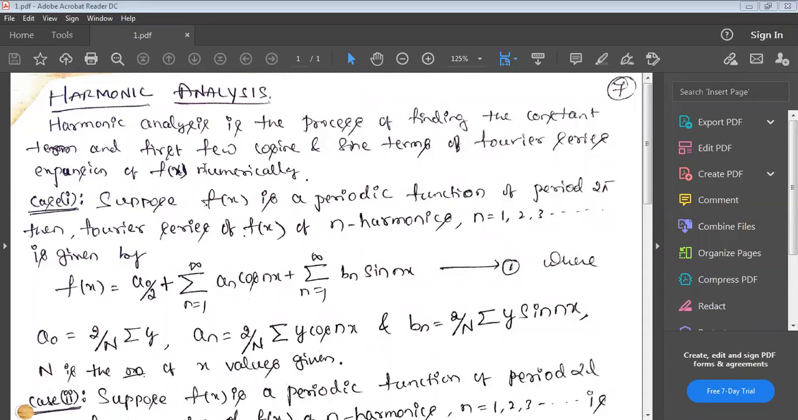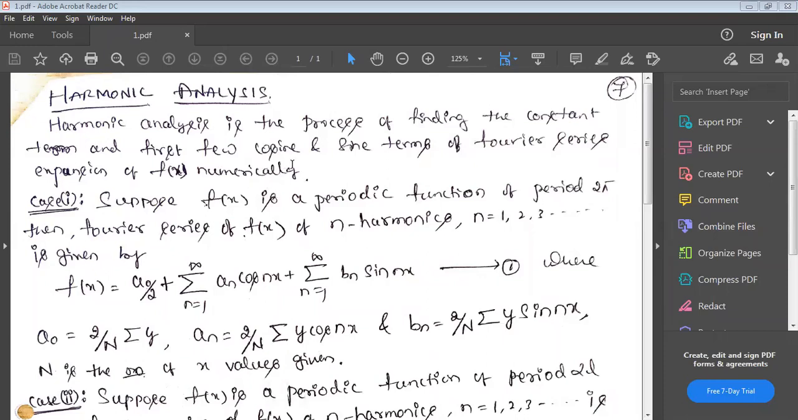So it is a numerical procedure which calculates the constant term, which is a naught by 2 in this case, and the first few cosine and sine terms, I mean a1, b1, a2, b2, etc., of our Fourier series expansion. So numerical answers will come.